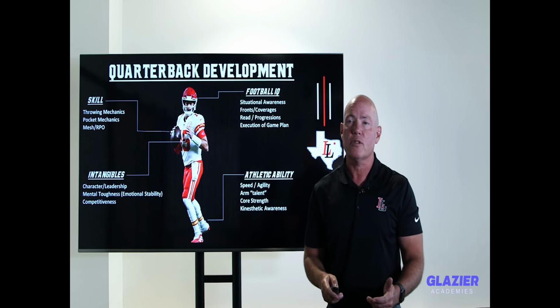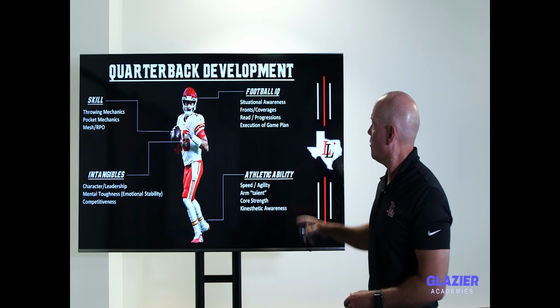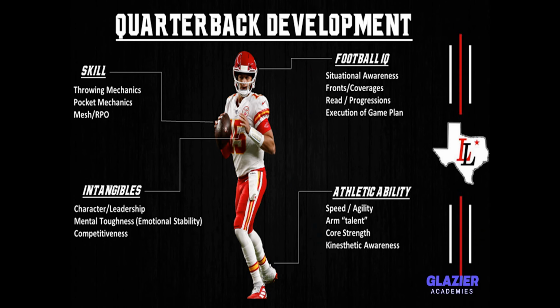We could do it with any position. Here would be a quarterback. And you can see skill, intangibles, IQ, athletic ability. I have to have a quarterback coach that can teach situational awareness to a quarterback. Speed and agility, arm talent, character, leadership. You're going to see that on every one of these.